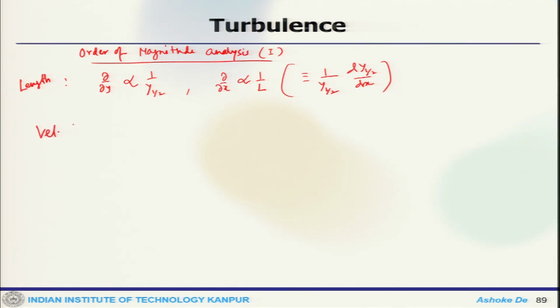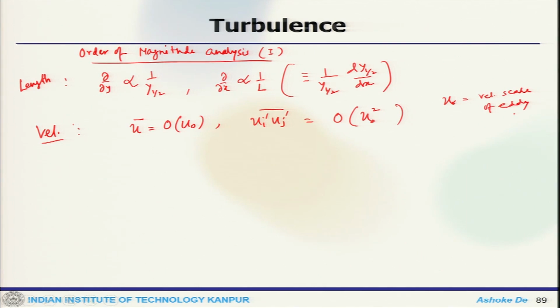Now, we can look at the velocity scale also. u would be of order u naught, and u prime, v prime would be of order u star. So u star is, one can think of it, a typical velocity scale of an eddy.